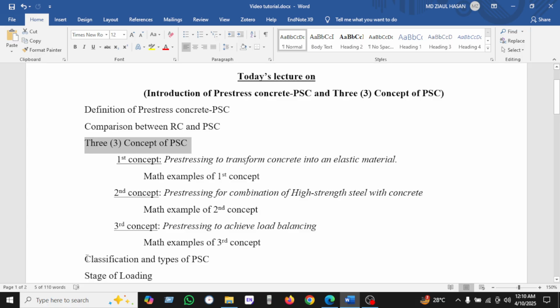And then I will give the classification and types of Prestress Concrete and the stages of loading of Prestress. So let's start with the definition of Prestress.